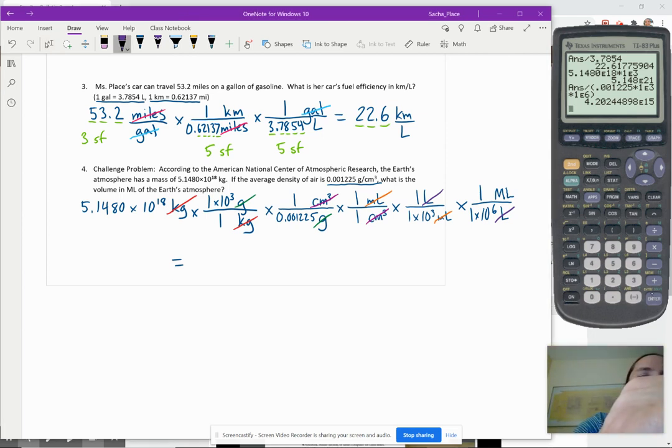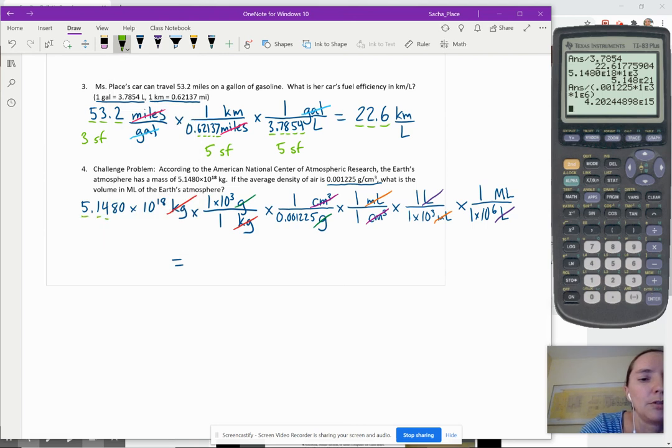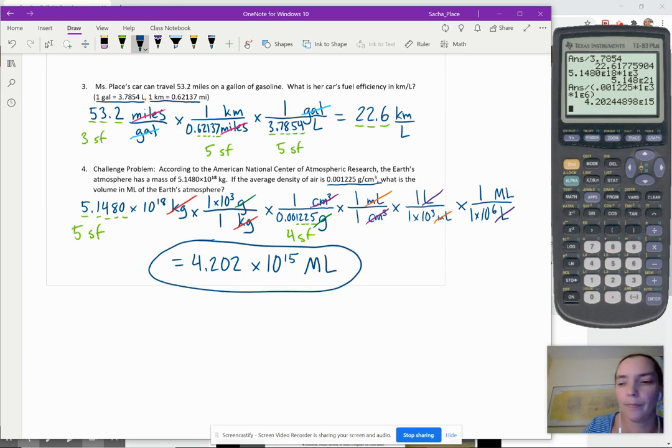So before we write down our answer, let's go back and examine our significant figures. Our original number had 1, 2, 3, 4, 5. We had an exact conversion factor, and then this density had 1, 2, 3, 4. And then we had a bunch of other exact conversion factors. So we're choosing between 5 sig figs and 4 sig figs. Because 4 is the lesser number, we're going to go with rounding to 4 sig figs. So I'm going to say 4.202 times 10 to the 15th, and then look for the one unit that hasn't canceled, and that is megaliters. And that is my answer to the challenge problem.